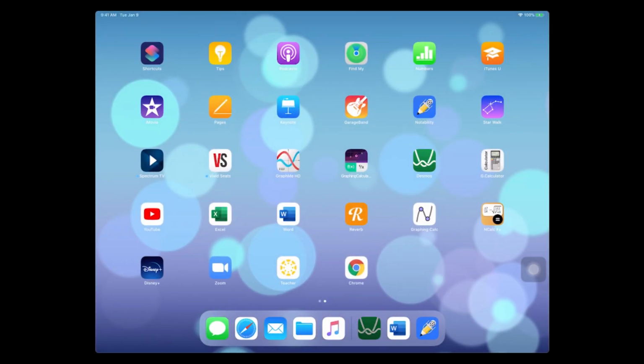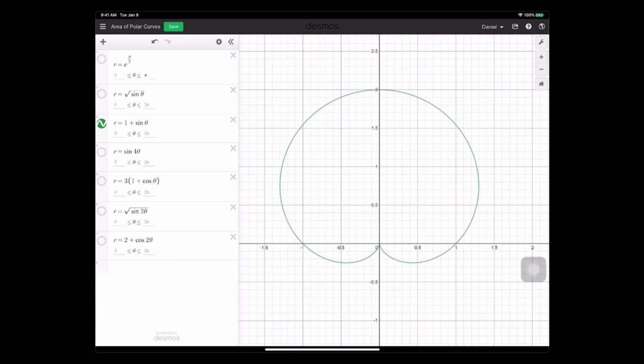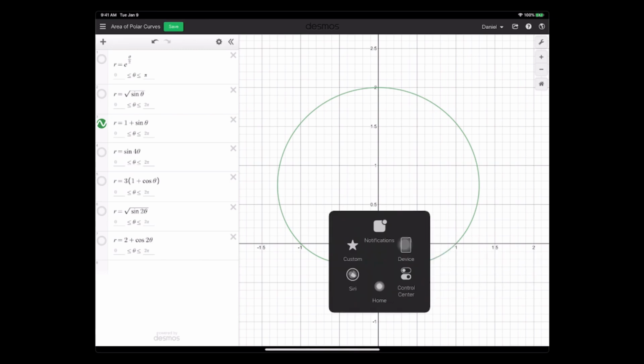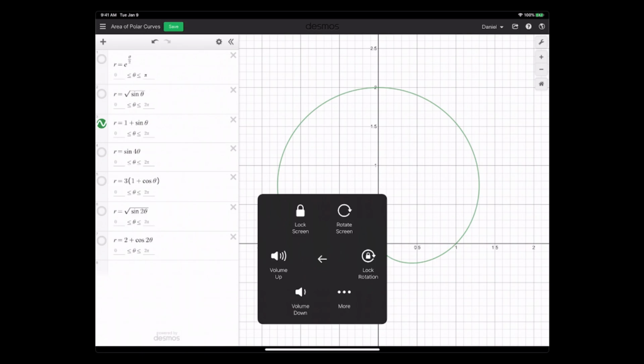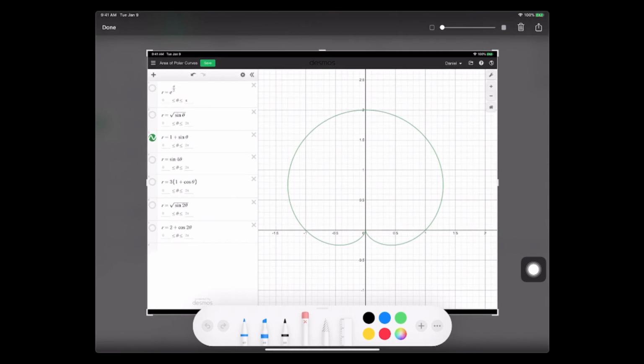So I went to Desmos. And of course, it's a nice cardioid. Okay. Let's take a picture so we can write on it. More screenshot. And then this is what they did. This is what they shaded. Maybe since it's green, we should shade it green too. I don't know. All right. So here's what they did in your book.